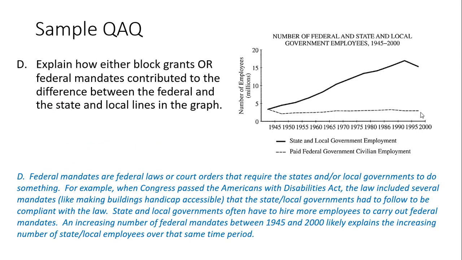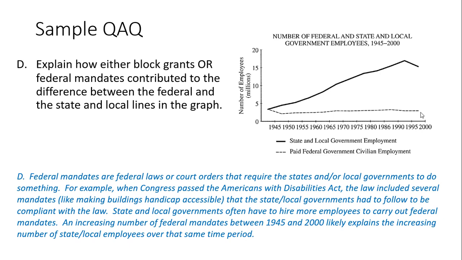And then finally, we get to part D. Now remember, anytime you got to explain, you're probably going to write a little more. Explain how either block grants or federal mandates contributed to this difference. I went with federal mandates, but note well what I did here. I start out by defining federal mandates. I'm not going to jump into an explanation right away. I've got to show the reader I know what federal mandates are.